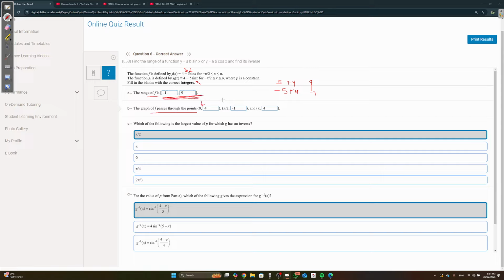The graph of f passes through what? 0, pi over 2, pi. Take your calculator, put 4 minus 5 sine x, and then change x to 0, change x to pi over 2, change x to pi, and you should get these answers. Okay, make sure it's in radian mode. I'm not going to do it on my calculator.